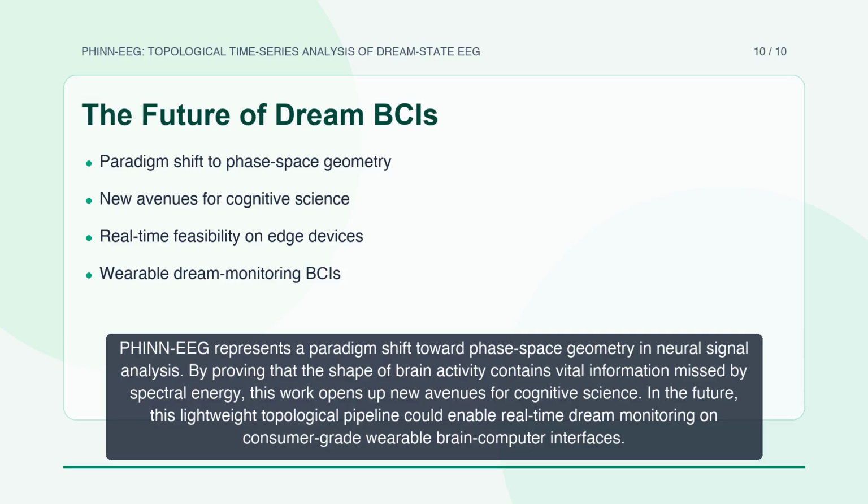PHINN-EEG represents a paradigm shift toward phase-space geometry in neural signal analysis. By proving that the shape of brain activity contains vital information missed by spectral energy, this work opens up new avenues for cognitive science. In the future, this lightweight topological pipeline could enable real-time dream monitoring on consumer-grade wearable brain-computer interfaces.